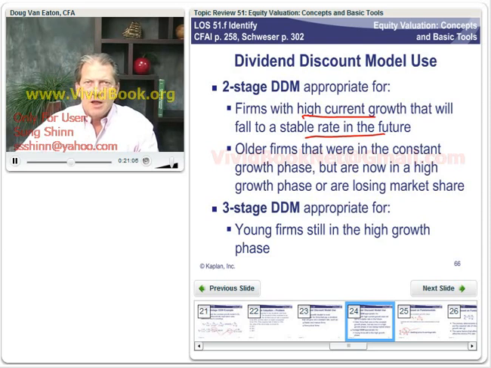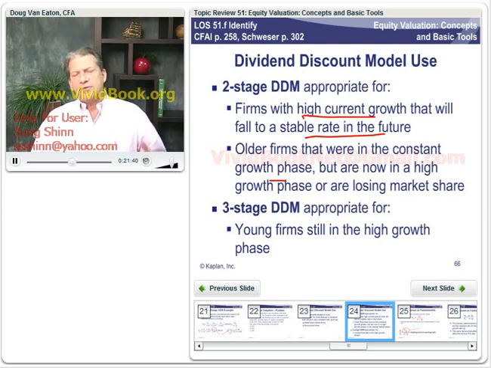And if we could have had an older firm that was in the constant growth phase, but now went into a high growth phase or a low growth phase, declining market share, we can estimate for that period and then assume it goes back to some constant growth rate some periods out. We could use a three-stage dividend discount model. Might be appropriate for a young firm still in the high growth phase. So we may project 20% growth for 3 years and then 15% growth for 2 years and then settling down. So that's where this idea of three-stage comes from.